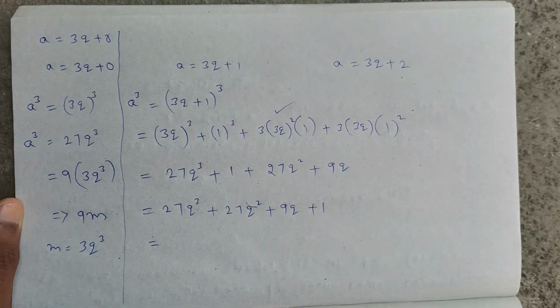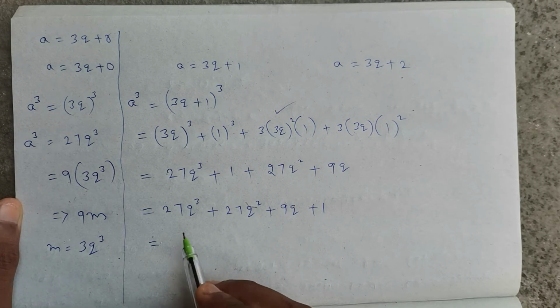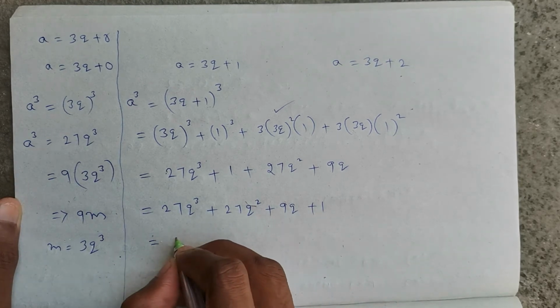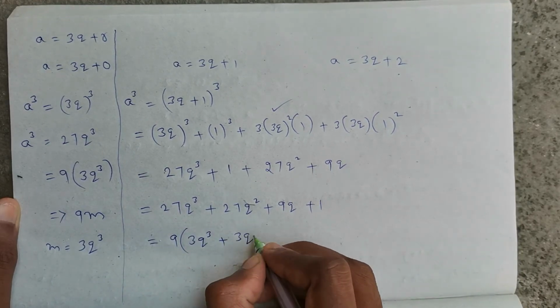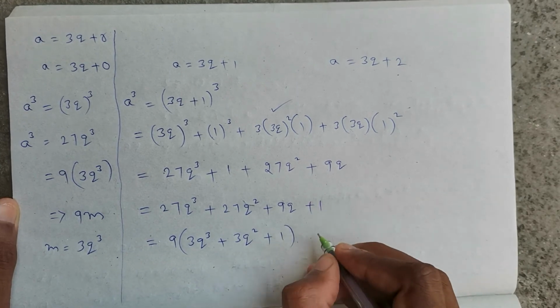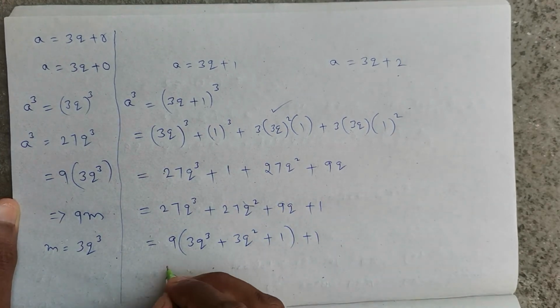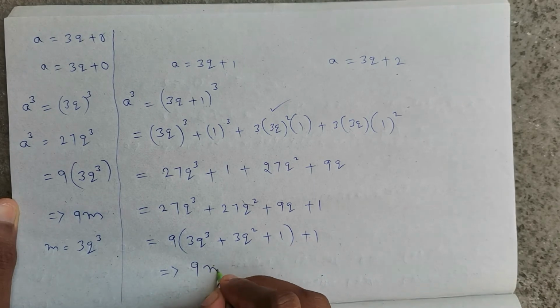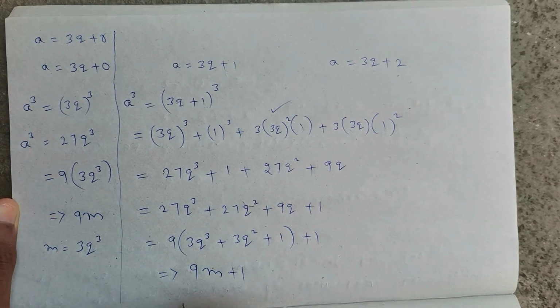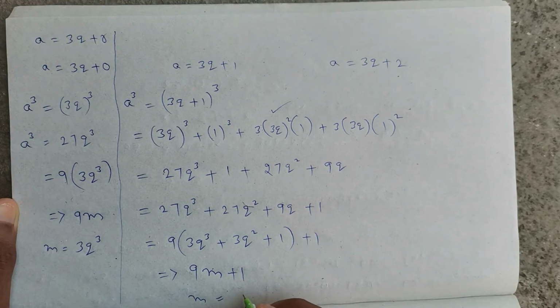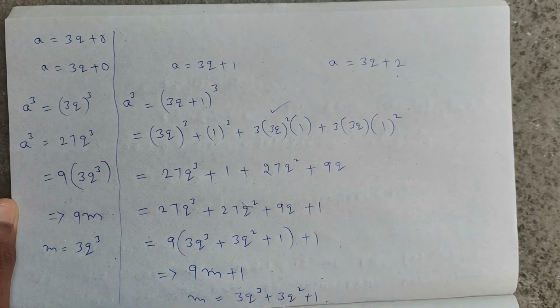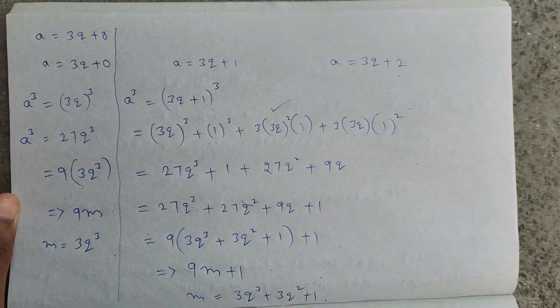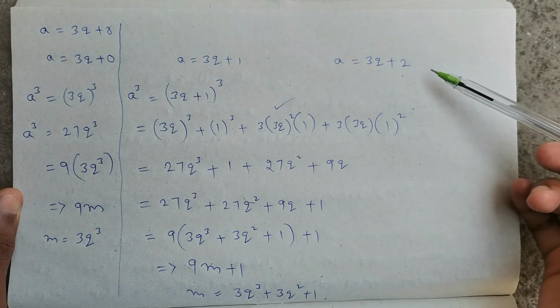Now we want something in the form of 9m, 9m plus 1, 9m plus 8. So from the first term, second term, third term, I will take 9 common. So we remain with 3q cube plus 3q square plus 1 as usual again. So now this is in the form of 9m plus 1, where m equals 3q cube plus 3q square plus 1. Next, now case 3, a equals 3q plus 2.